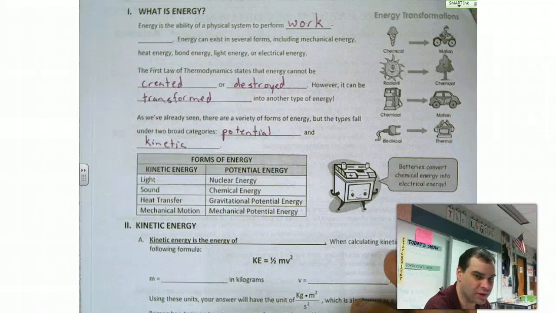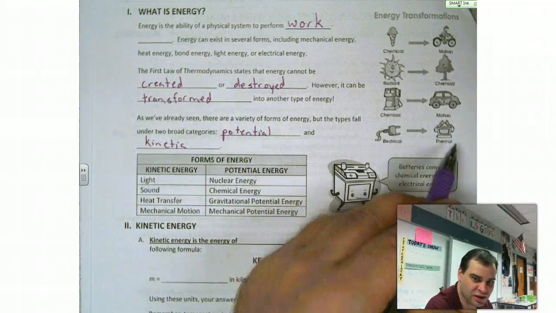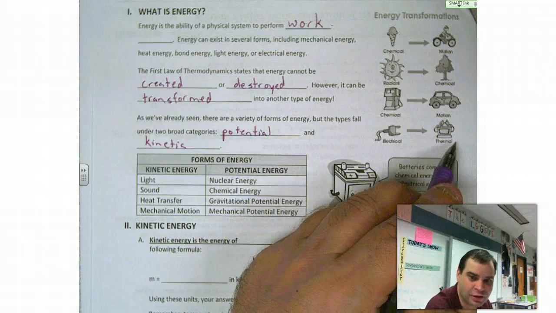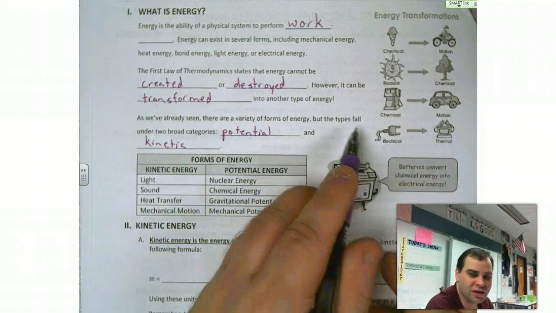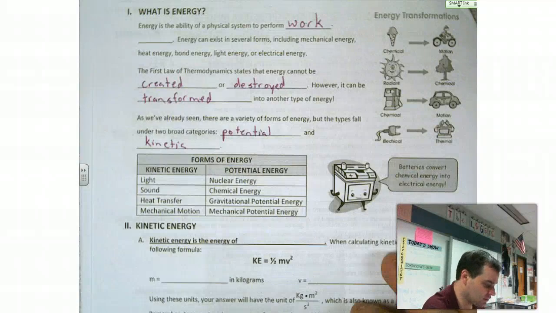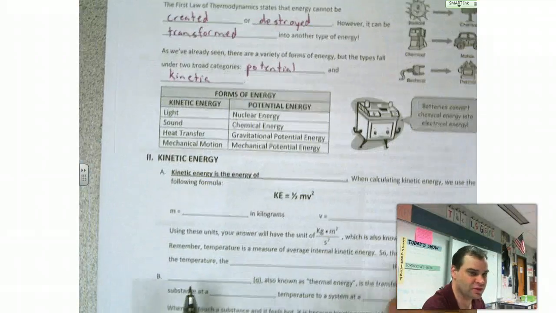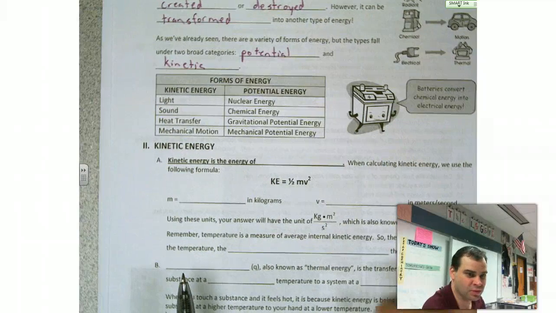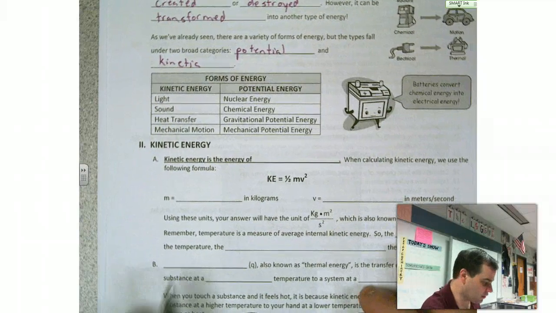So you can take chemical energy and get motion out of it, like a combustion engine from a car. You can get electrical and thermal energy out of it, because usually those get warm, and so on. There are different forms of energy: light, sound, heat transfer, mechanical motion. Now let's go into more depth about kinetic energy and potential energy.